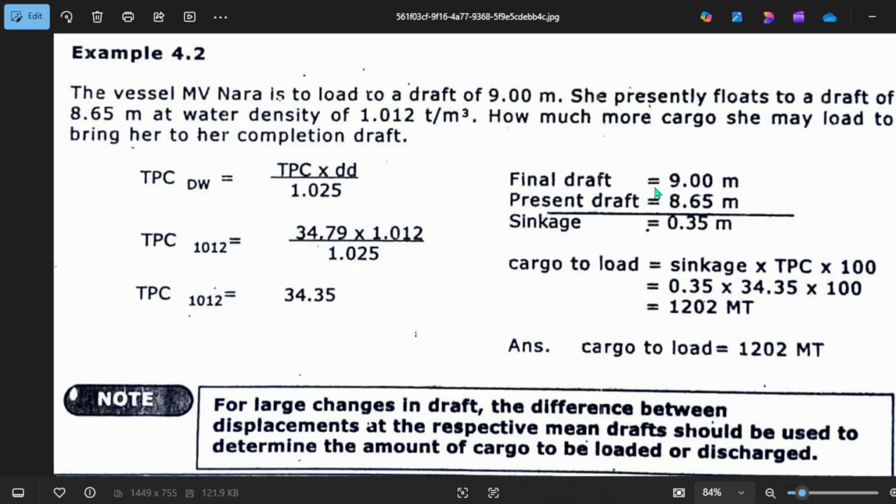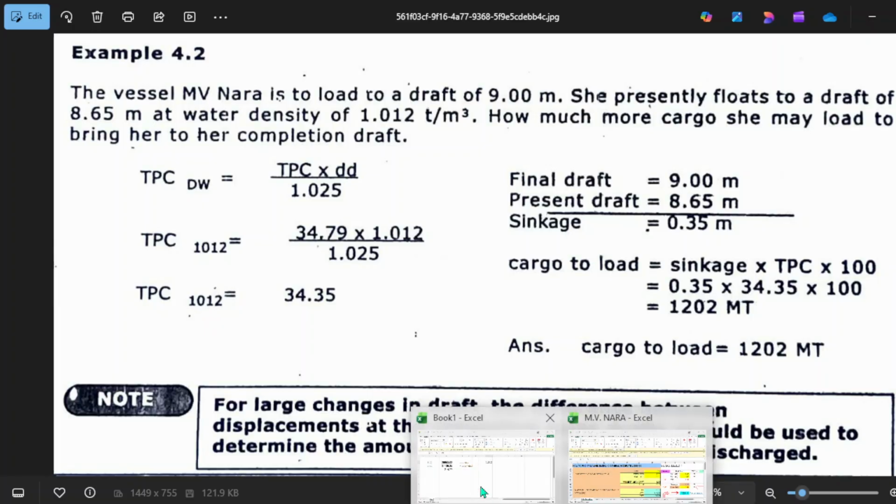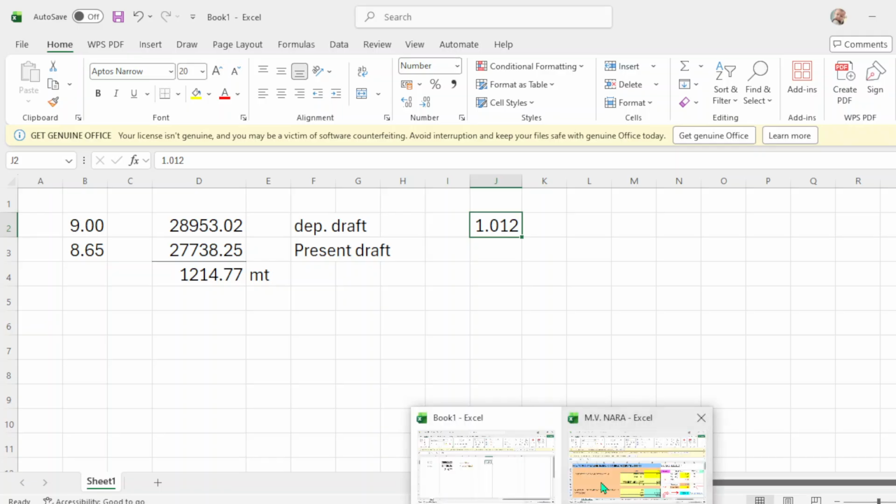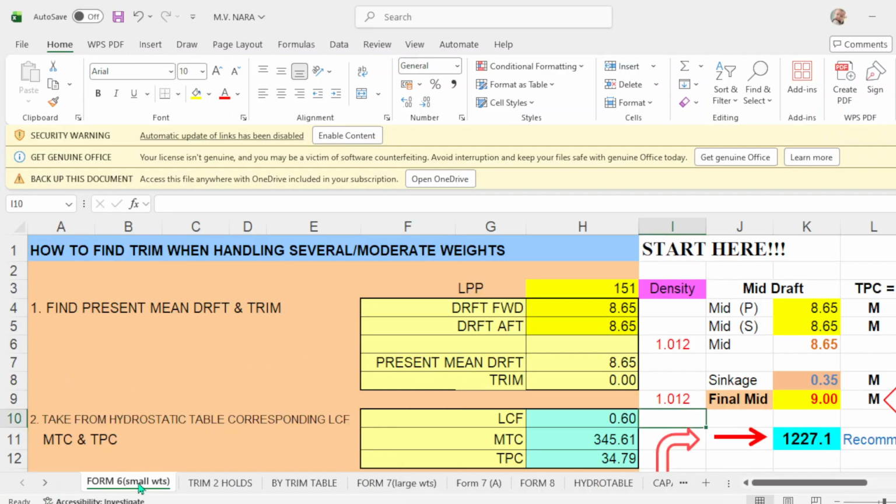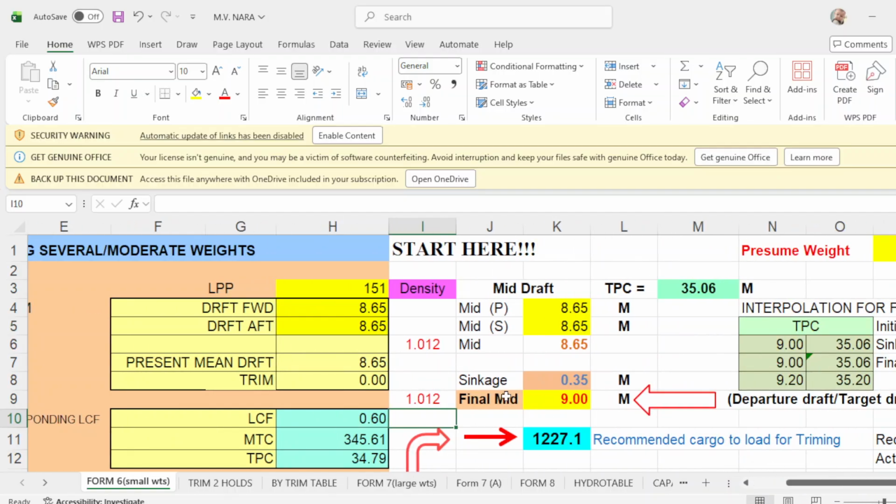So with this example, I would not recommend this one. I should not interpolate or adjust this TPC to the quarter of 1.012. No need. Because here, I'm sorry, in form number 6, just put your drop forward and up here. You put your mid drop for the starboard, then that will be 8.65. Then you put here your final drop, departure drop of 9 meters. Automatically, you will have the sinkage.